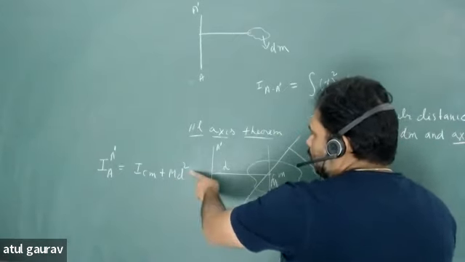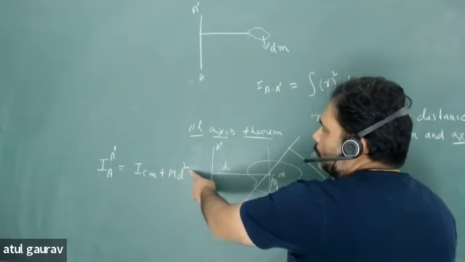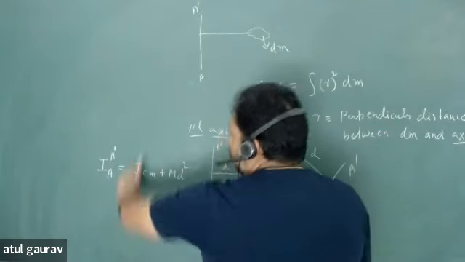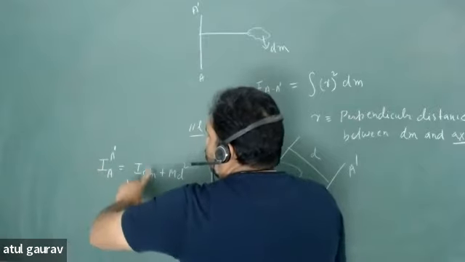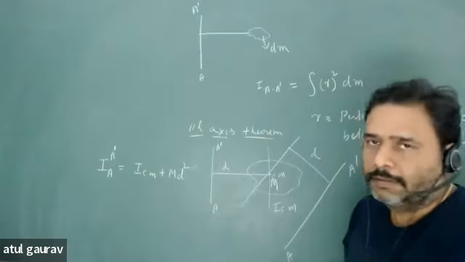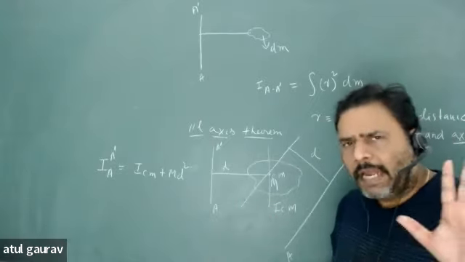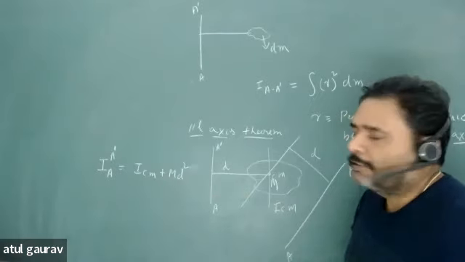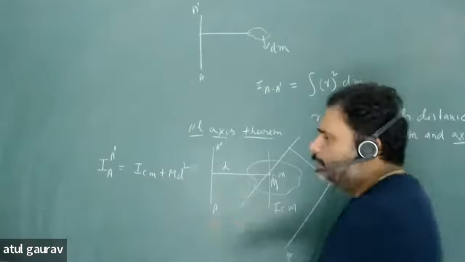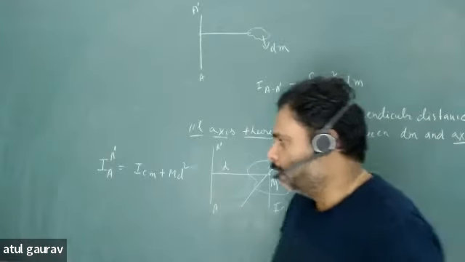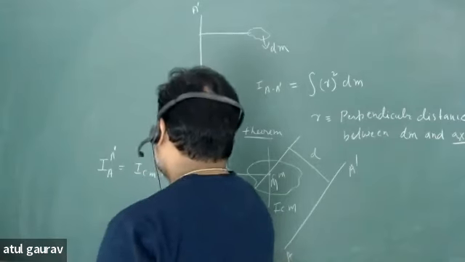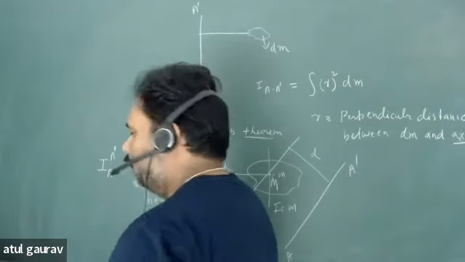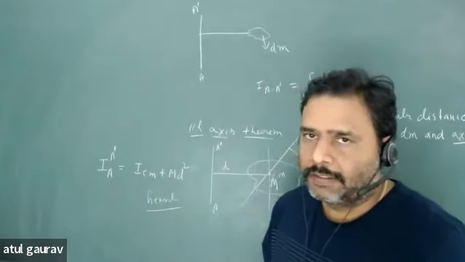And what is this D? The perpendicular distance between the axis which is passing through the center of mass and the axis which is parallel to it. So this is a very famous and very efficient theorem, and it is used for 2-dimension, 3-dimension, all kinds of mass distribution. It is a general theorem. 1D, 2D, 3D, you can use it.